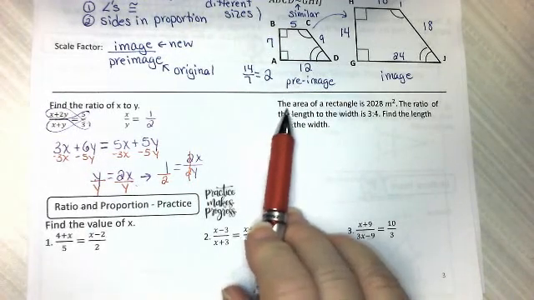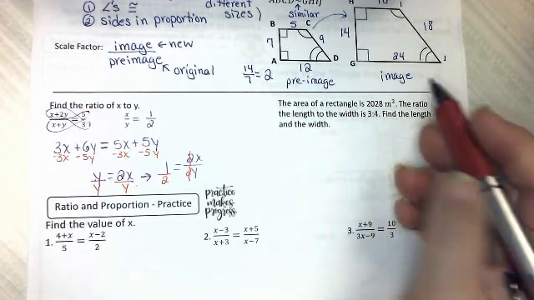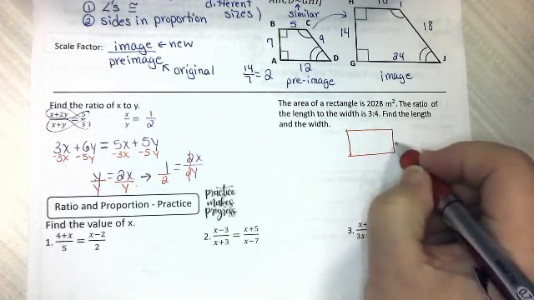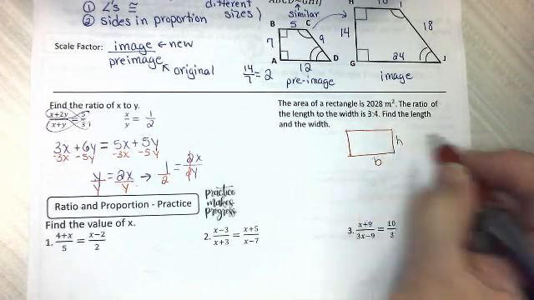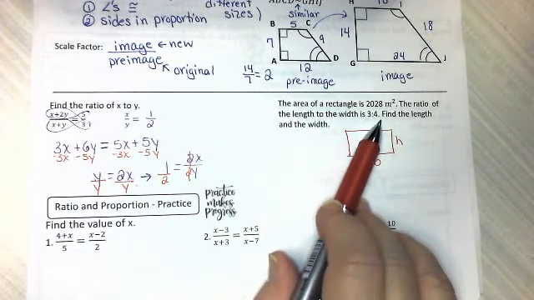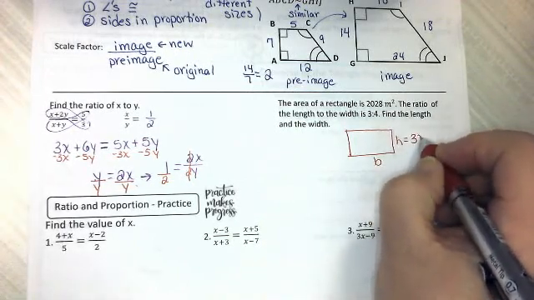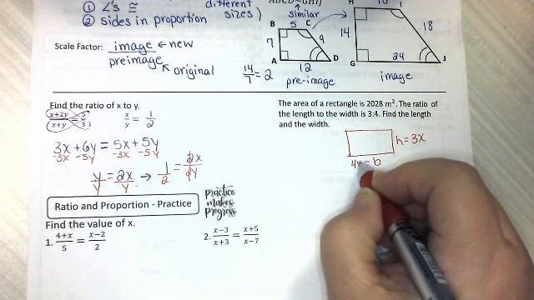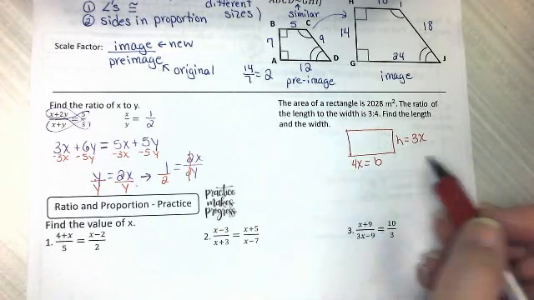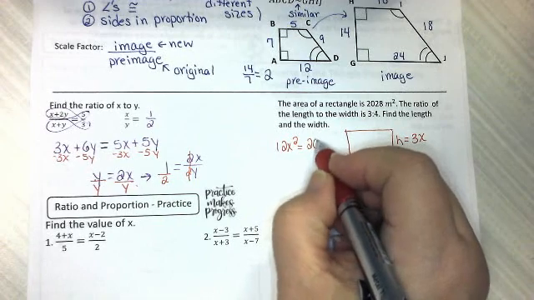One more example. The area of a rectangle is 2,028 square meters. Now I know the formula for a rectangle is length times width, or base times height, right? Base times height. But all they told me was that the ratio was 3 to 4. So we're going to apply something similar to what we did earlier. I'll say this is 3x, and this one could be 4x. So I multiply base times height, or length times width, and get 12x squared equals 2,028.